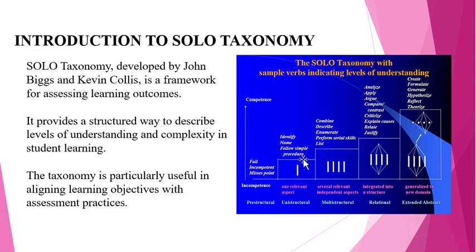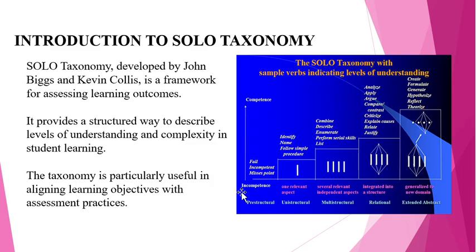So starting from a solo piece of information, that is identifying things, then we have to arrange them to perform serial skills, then make connections to justify them more, and then we can make judgments and hypotheses, and we create or formulate new things. So we move from one relevant aspect to several relevant independent aspects, then we integrate them into a structure, and then we generalize to a new domain.